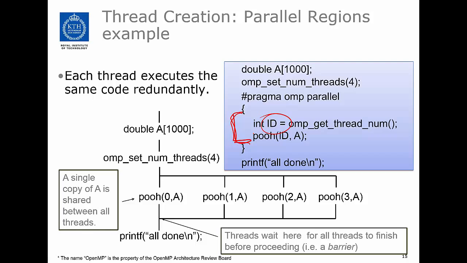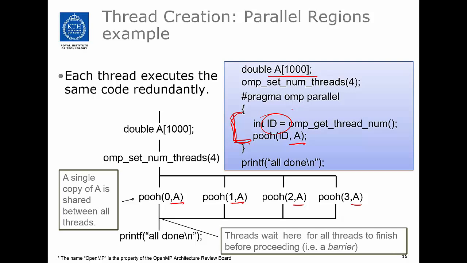Another important thing to understand with parallel regions is that variables that can be named from within the parallel region, such as the A variable here, which is an array with 1,000 elements, will be shared by all threads. So this is not a copy of A. It's a share. There's one copy of A existing.